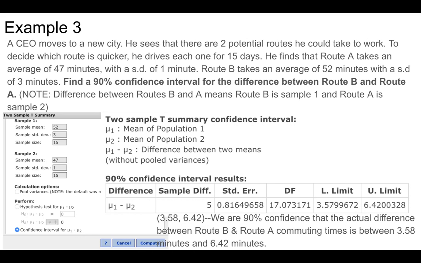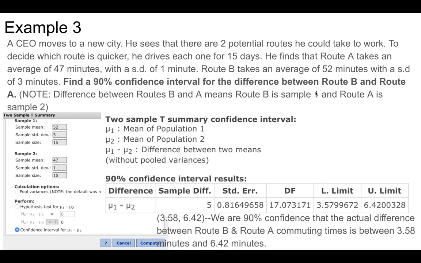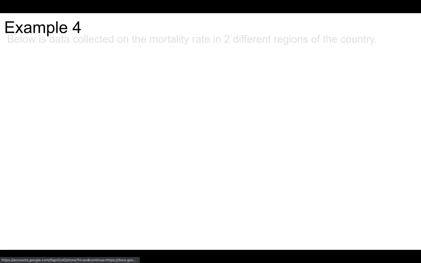So if I was to take the actual average time for Route B and Route A and subtract them, that difference would be somewhere between 3.5 minutes and 6.4 minutes. Okay, so we are 90% confident that the actual difference is within that interval there.